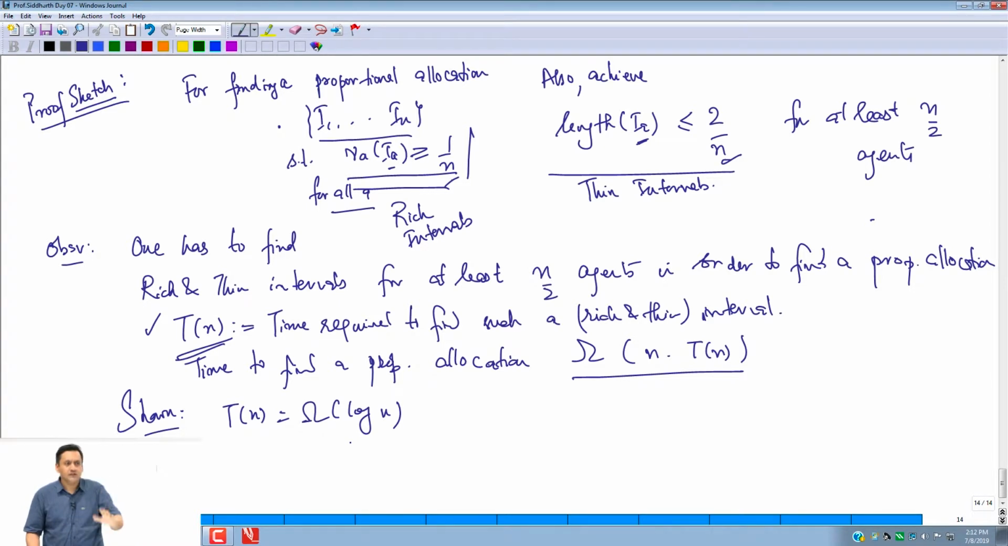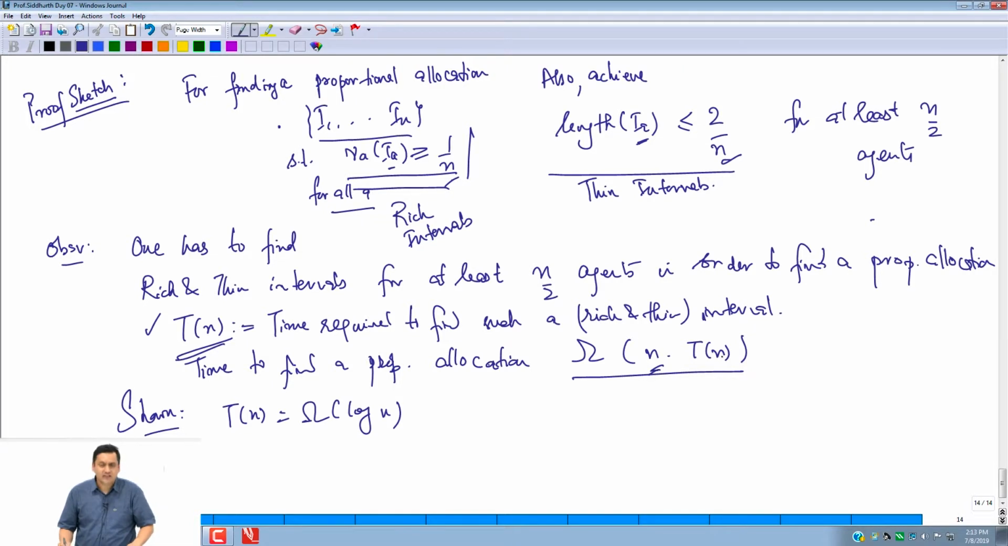This is a nice construction. It's a valuation that's based on a particular tree that's imposed on the cake. So it's something that's worth reading. But in the interest of keeping things simple, I'll not go over it. But the point is that you reduce the proportional problem to this problem of finding rich thin intervals, and actually you get a major advantage of n here.